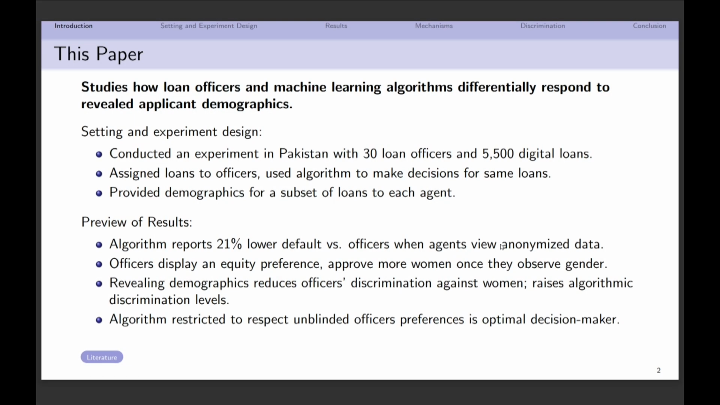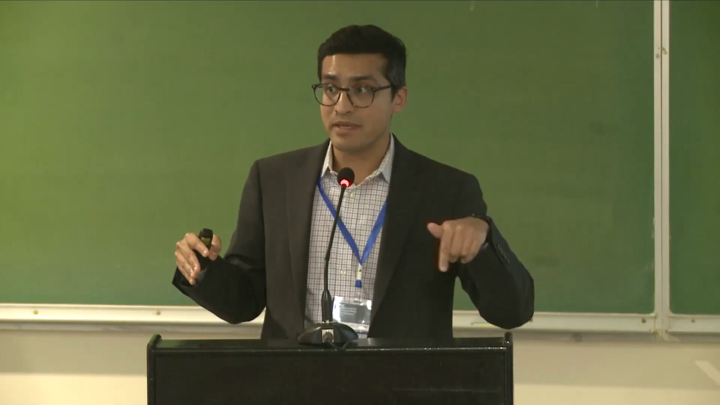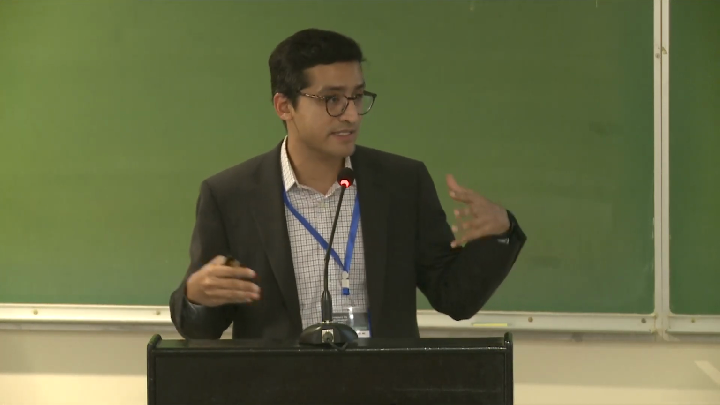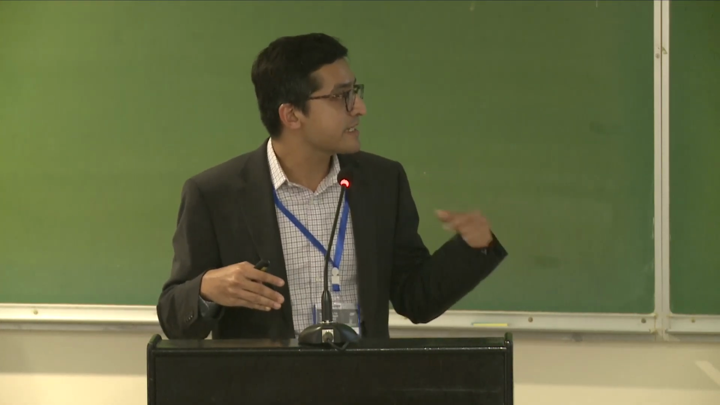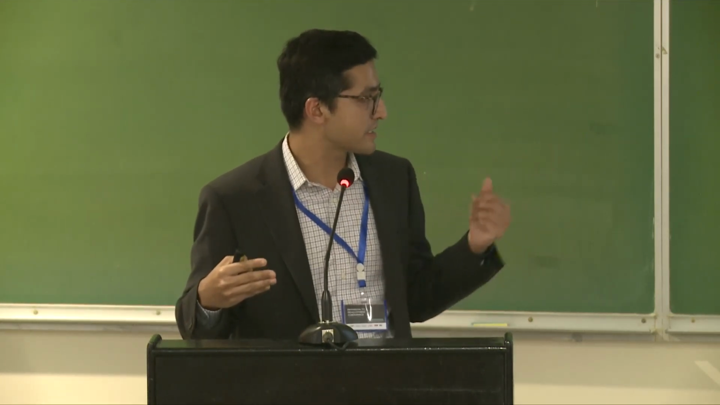And just a quick preview of the results, I find that the algorithm reports a 21% reduction in loan default versus the loan officers when both agents, where an agent is an algorithm or the loan officer, observe anonymized applicant information. The officers display an equity preference and actually approve more women once they observe gender. So once I see that someone's a woman, I approve more of those loans, but they don't sacrifice efficiency in doing so. Thirdly, revealing demographics reduces the officer's discrimination against women and raises algorithmic discrimination levels. I have a quantitative definition of discrimination that I'll come to later on in the presentation. And using that definition, this is the result that I find.